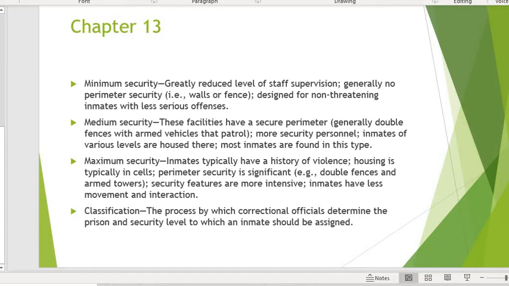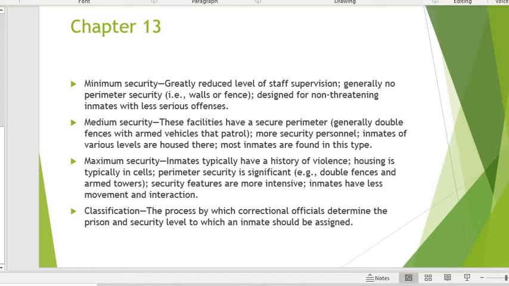Classification: the process by which correctional officials determine the prison and security level to which an inmate should be assigned. So you have a process, and they'll use a lot of social science research, criminological research, which says, okay, if you have this sort of characteristic, that's a risk factor, a signal that you could be more of a danger, a risk to others, or perhaps a flight risk, somebody who might attempt to escape. And they'll even use assessment methods based on scientific methods that try to determine where it makes the most sense to put an inmate.